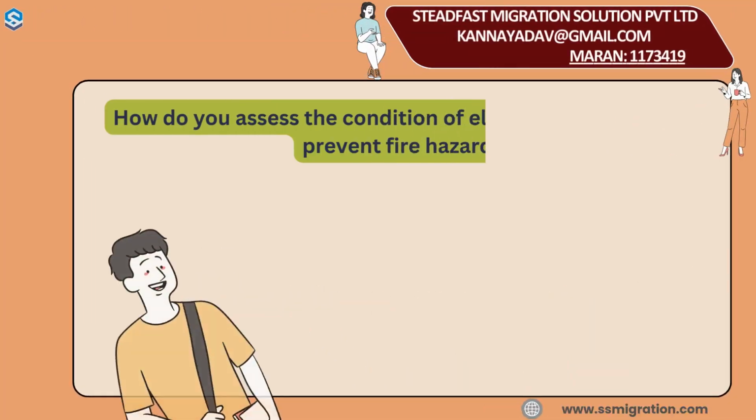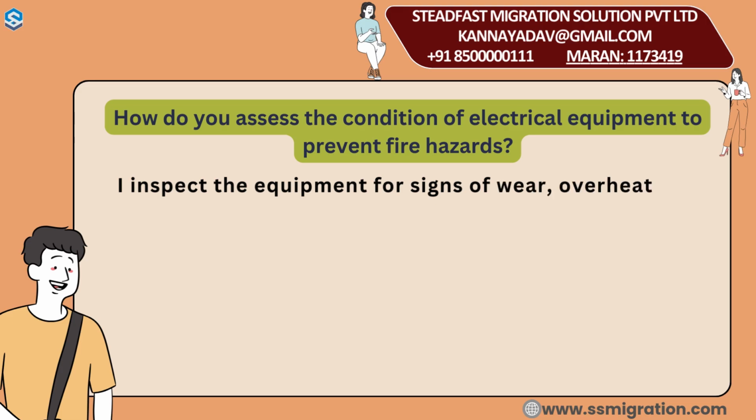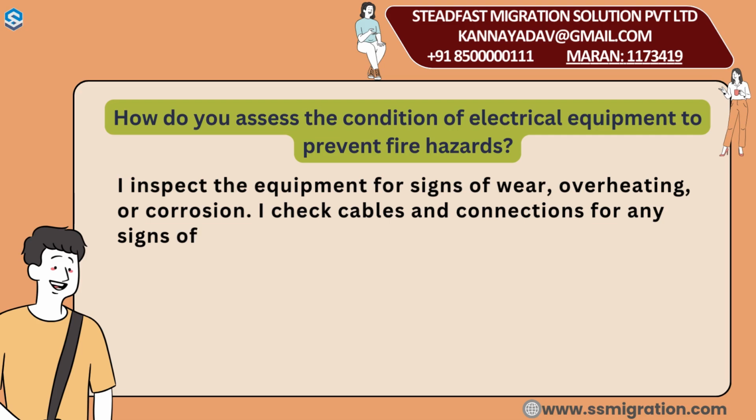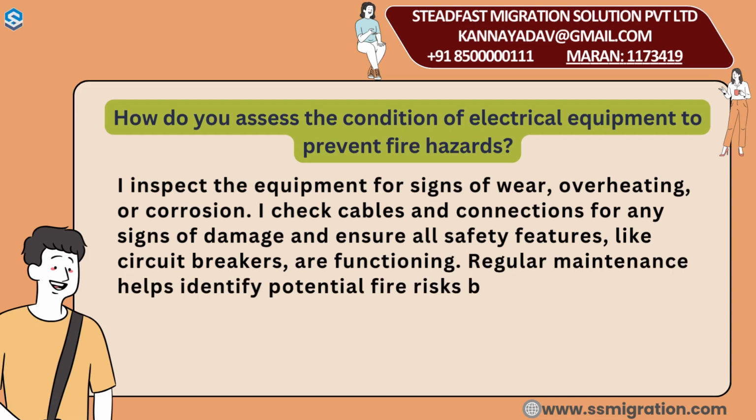How do you assess the condition of electrical equipment to prevent fire hazards? I inspect the equipment for signs of wear, overheating, or corrosion. I check cables and connections for any signs of damage and ensure all safety features like circuit breakers are functioning. Regular maintenance helps identify potential fire risks before they escalate.